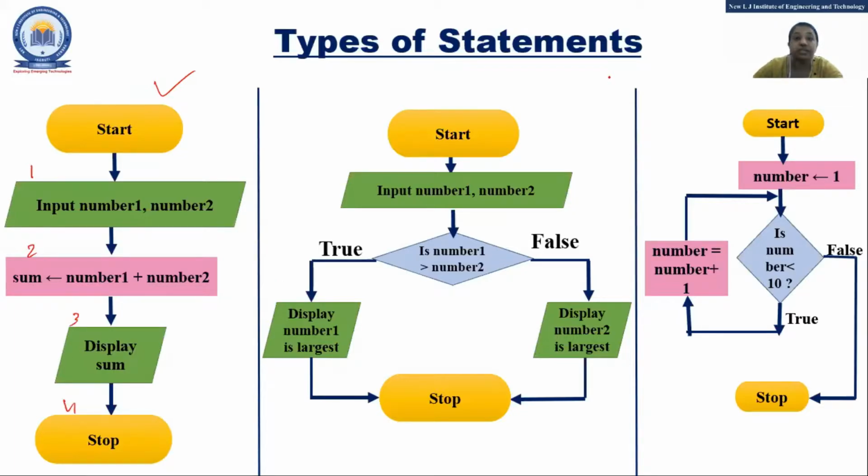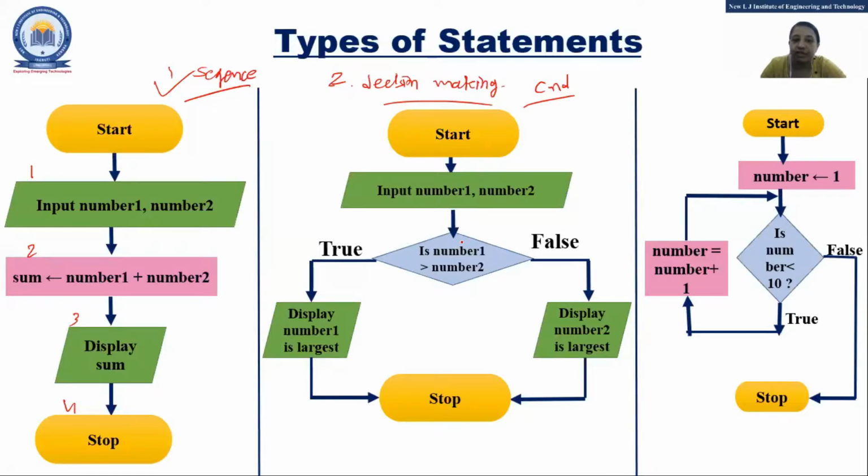The next type of statement is called decision making, which we are going to see today. Decision making means some condition is there, and depending upon that condition, the flow of the program is decided. For example, if your age is 18 or above, then you are eligible for the vaccine. That we have seen as a simple example.